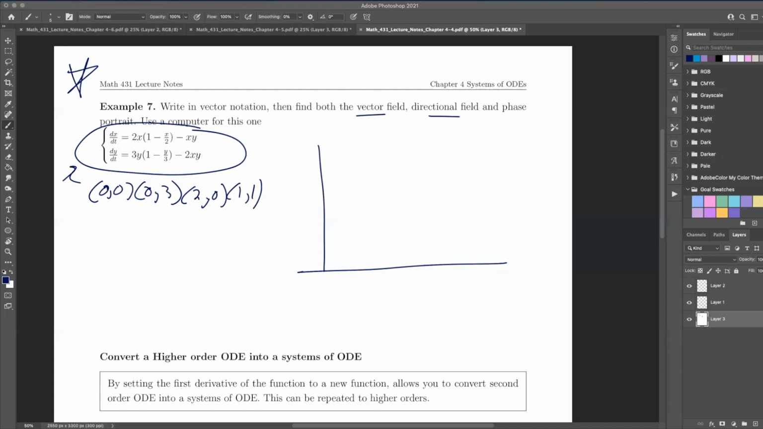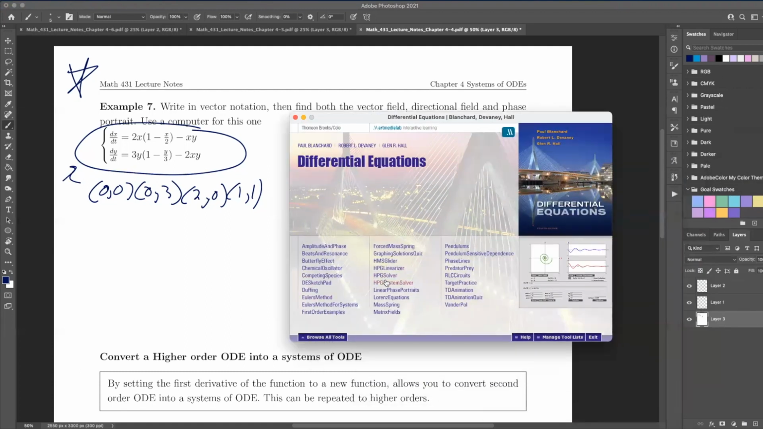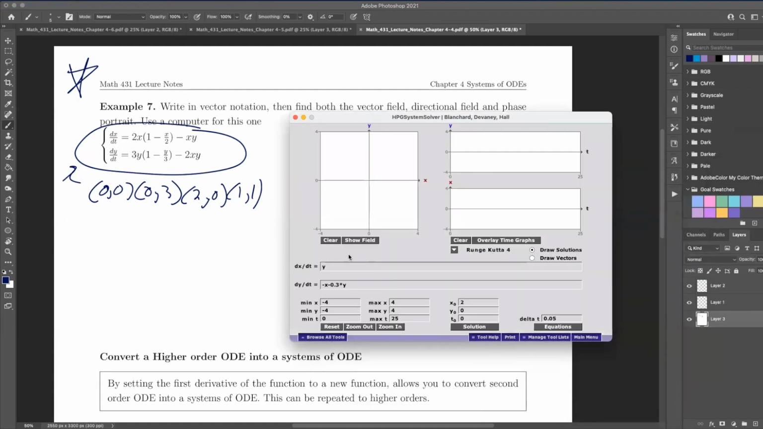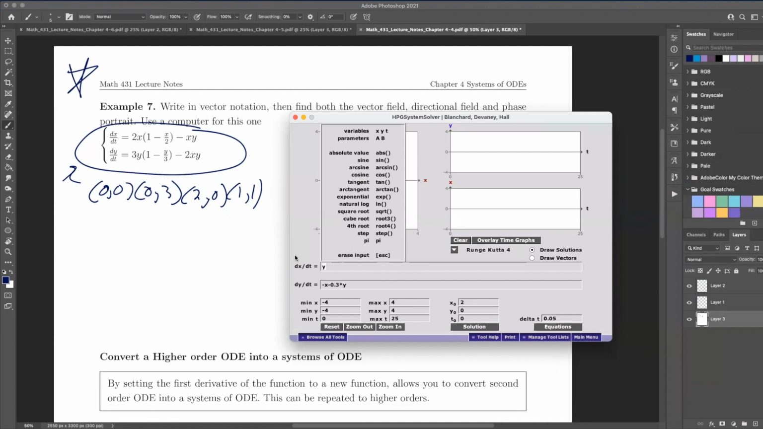I need to open up the program. I had the notes open, but I didn't open the program. All right, so I am using this. You can use whatever you want. I'm just using this. It's free. So let's go ahead and type this in.